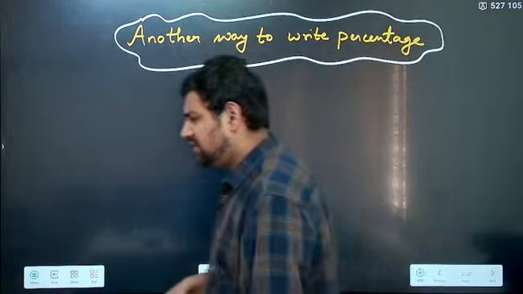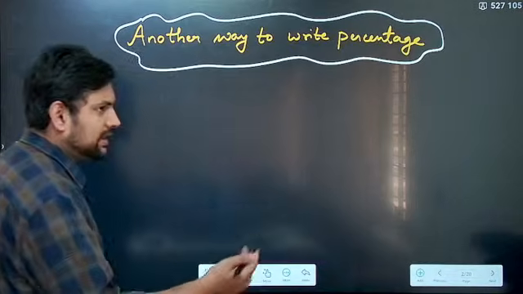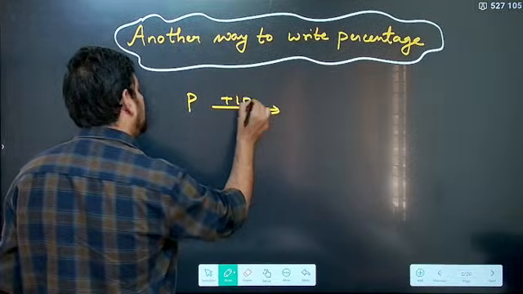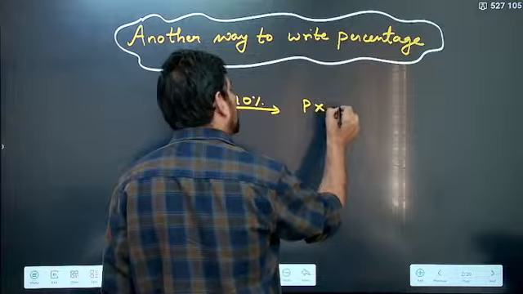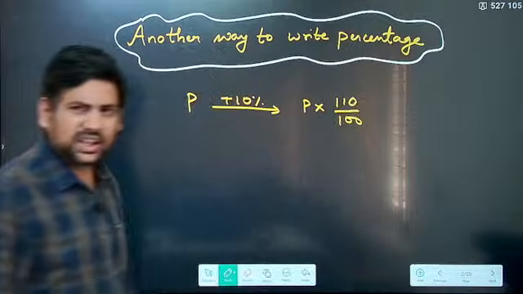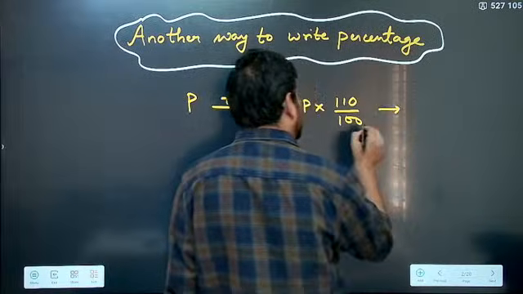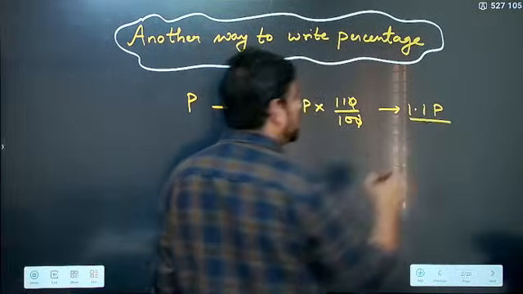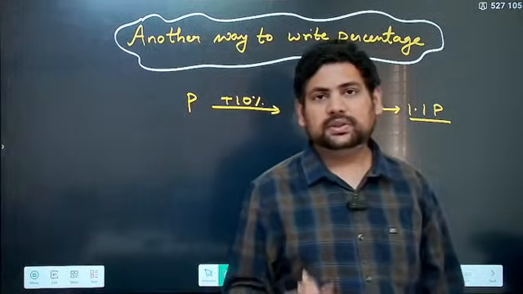So first thing, you just understand this is another way to write percentage. Many of you would know that if there is something of price p and the price is increased by 10%, then we usually write p into 100 plus 10, that is 110 by 100. Now if I just divide 110 by 100, cancelling 0 and 0, it is 11 by 10, that means it is equal to 1.1 p. Correct? Simple. So this is another way to write percentage.